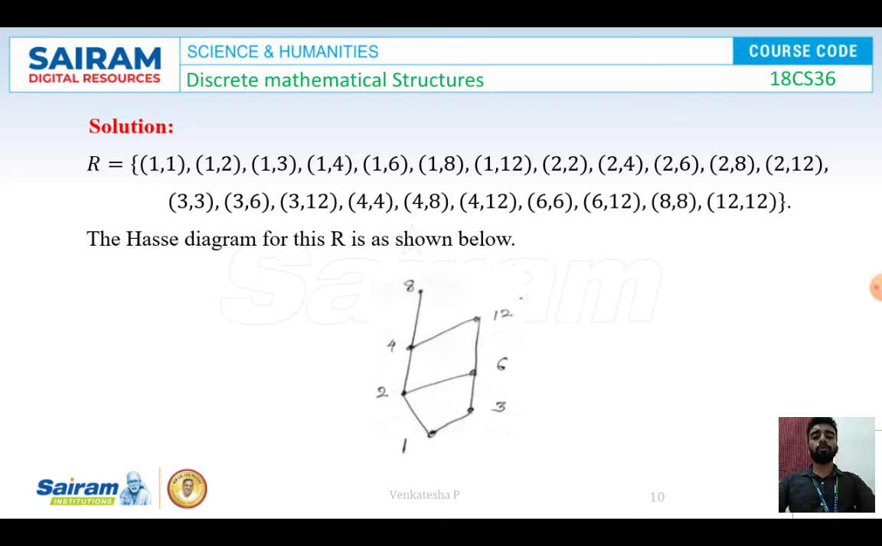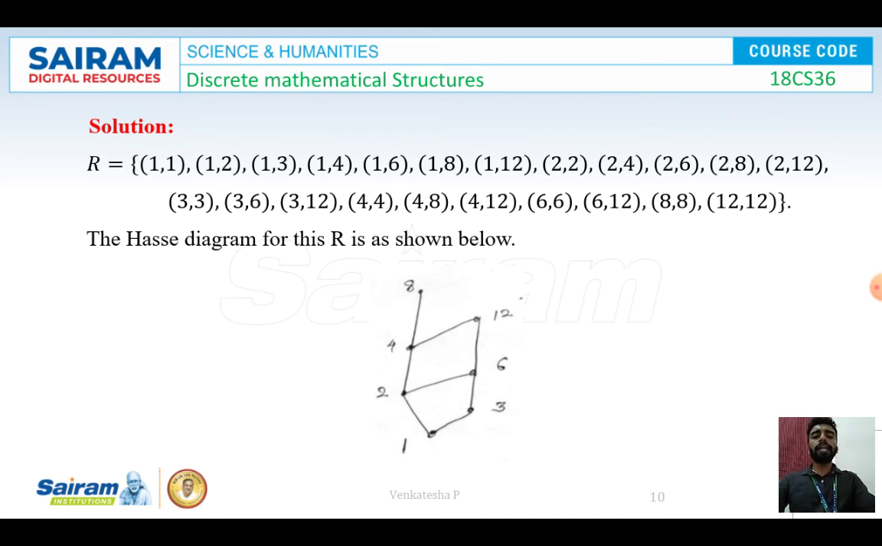So next is (2, 4). Between 2 and 4 I'm going to plot one more edge. Again between 2 and 6 I can plot one more edge. Between 2 and 8 I can ignore now, because the (2, 4) edge already exists there. And I can ignore (2, 12) also, because the (2, 6) edge is existing. So next is (3, 6), I can draw here. (3, 12) I can ignore because (3, 6) already exists.